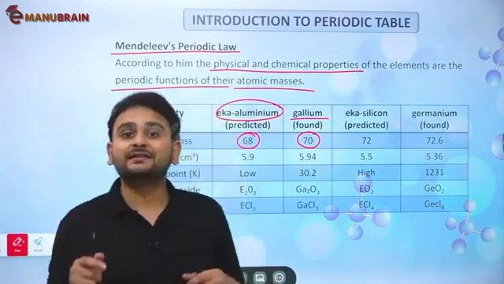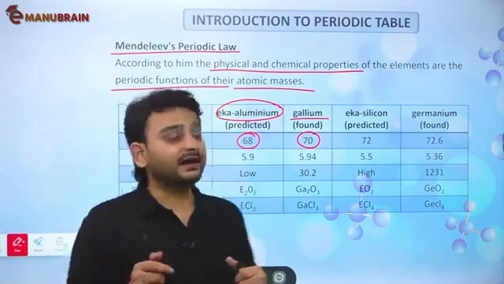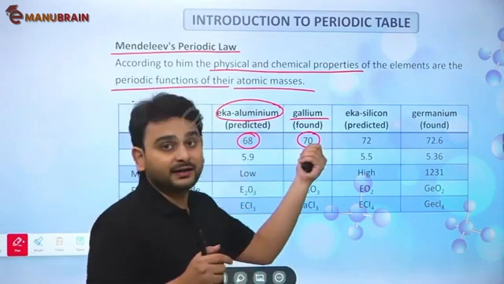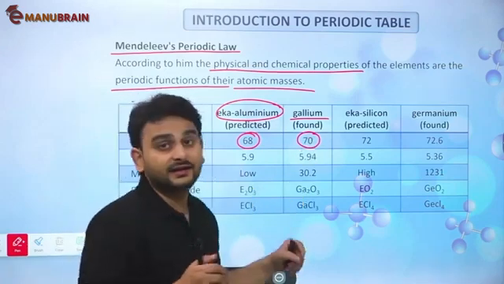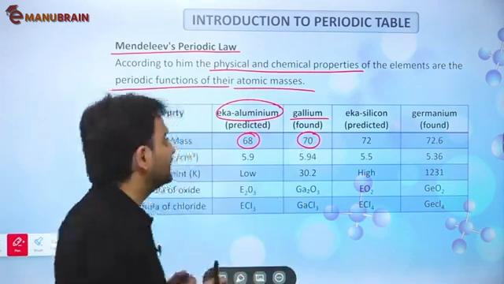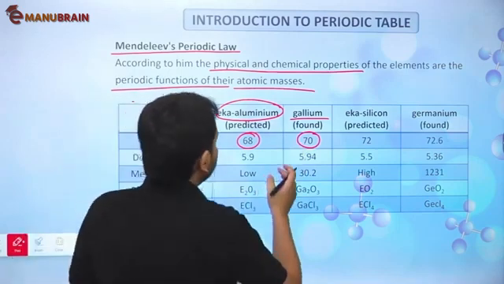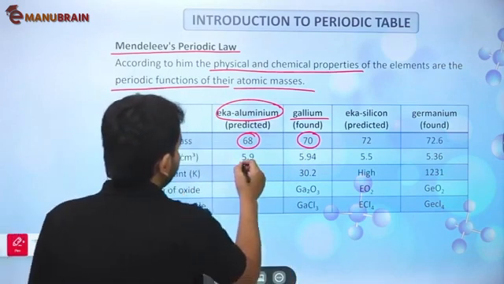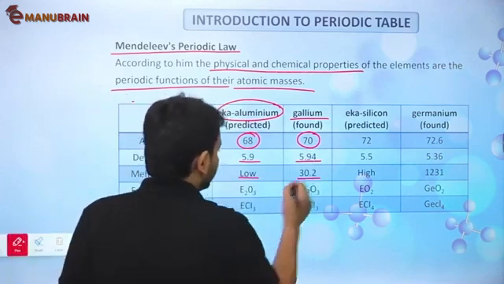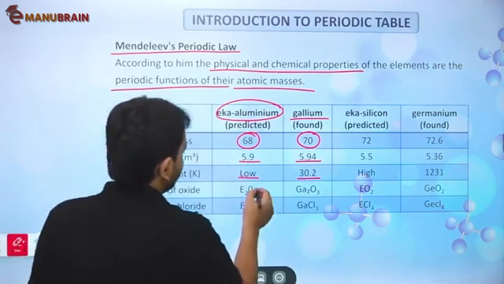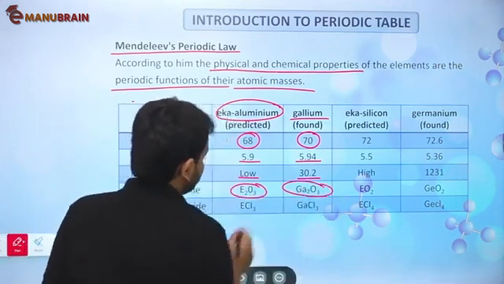Mendeleev said to go back and check again. When he got back and checked it again, he said no, Mendeleev was right, it was actually 68 point something. So he predicted it very, very well. Similarly for density, very, very close numbers. Melting point, he said low, and we got a low melting point. The formula for oxide was exactly the same.